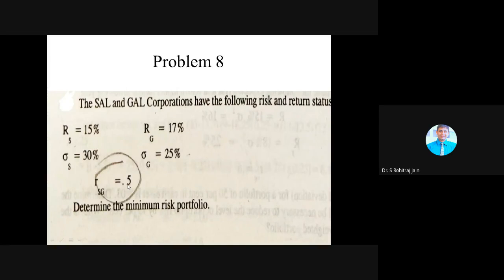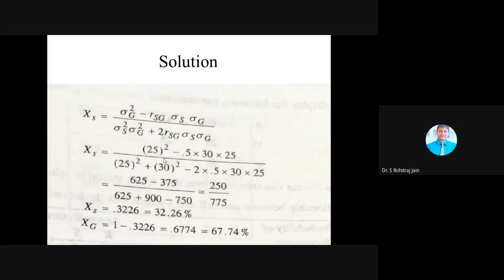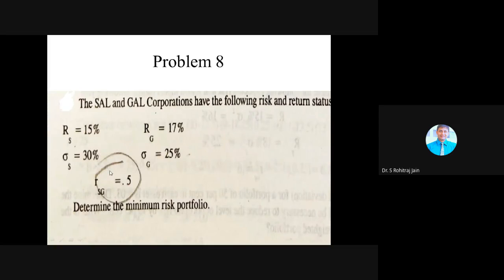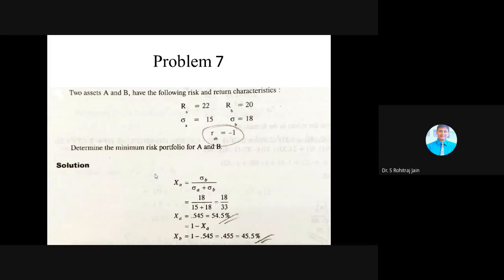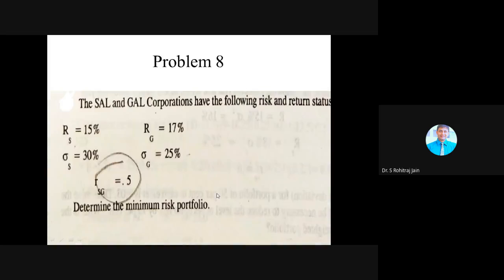So in this case, we have to find out the minimum risk portfolio. First thing in the examination, when they give you the problem, you have to check what is the correlation coefficient that exists between the two stocks. If they are positively correlated, like 0.5 or 1, then you need to use one formula. If they are negatively correlated, you should use this one: XA is equal to sigma B divided by sigma A plus sigma B. Now, we will see how to calculate the proportion of funds that has to be invested in SAL and GAL.